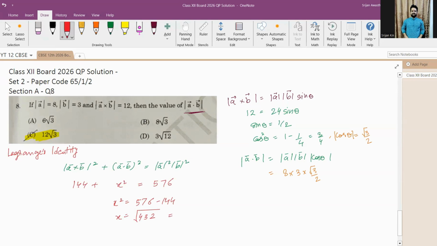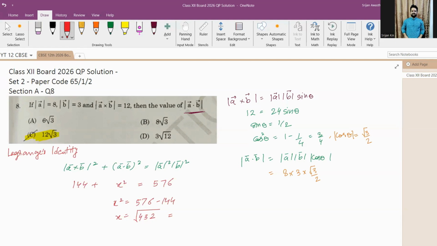So root 432 would look like, you can just cross check the options also. So option A is 36 into 3, 108, not working. 64 into 3, again not working. 9 into 12 not working. So option C again. However, if you solve it, you'll basically get the root of 432.